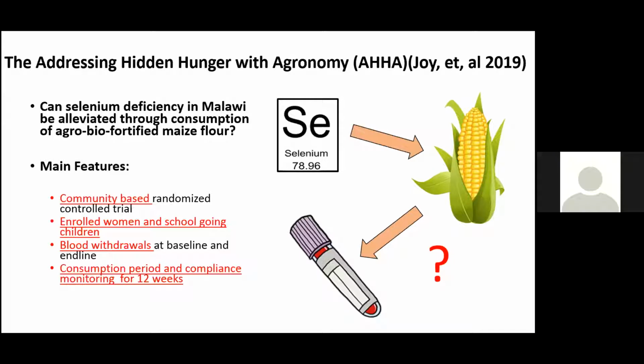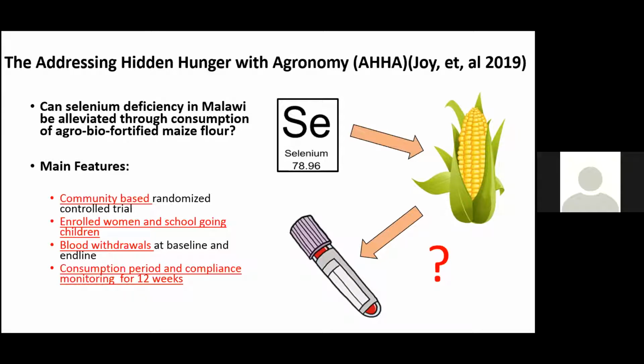So the AHA trial, biofortified maize flour enriched with selenium, and the maize flour was distributed to a community in rural Malawi. However, the main interesting features that we'll discuss about this trial, the first one is that it was conducted in a community, and it was also a randomized controlled trial. And people who were enrolled in this research were women and school-going children that we call minors in research.